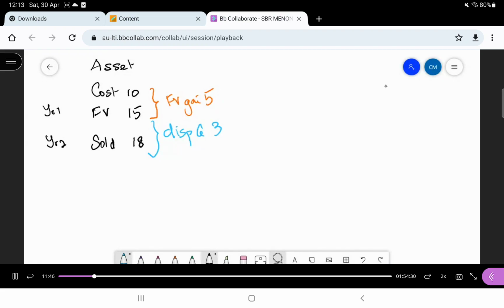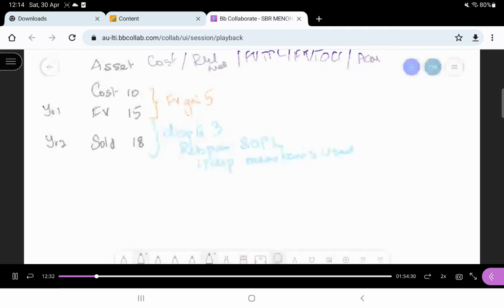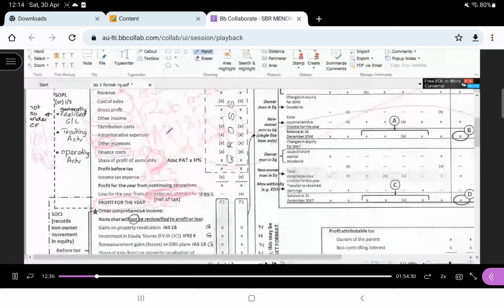Now, disposal gain, this is the one I told you about. What's the rebuttable presumption? Disposal gain always goes to SOPL, irrespective of the measurement basis that we use. And what do we mean by that? Whether the asset is at cost, at revaluation model, at fair value to profit or loss, at fair value to OCI, or at amortised cost, it makes no difference. Disposal gain always goes to SOPL. That was the rebuttable presumption I'm talking about.